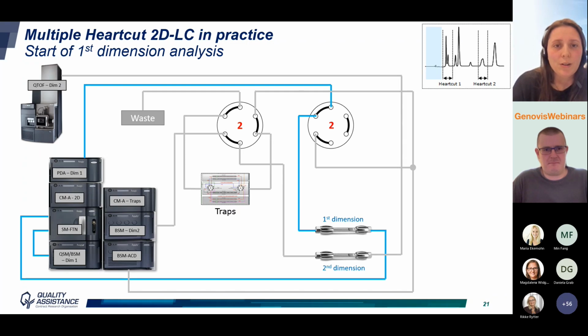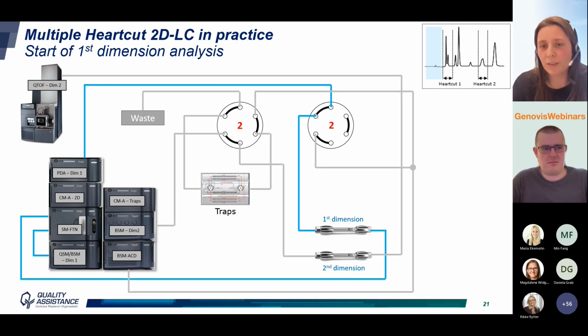So this is, again, the complete setup. So we have 3 pump systems, a QSM for the dimension 1, a BSM for the dimension 2, and another BSM called at-column dilution, which is used for the trap columns. So here is the configuration in the first dimension, where you see the blue line is where the flow goes, showing how it goes through the different tubing of the equipment. So in this setup, the flow goes from the QSM to the sample manager for injection of the compounds, all the way to the first dimension column, and is sent to the first dimension detector, the PDA in our case. So sorry, I said that there are 3 pumps, but there is also, of course, the sample manager, 2 column managers, 1 to feed the 2 columns from the first and second dimension, and 1 to feed the trap columns. And the QTOF is our second dimension detector.